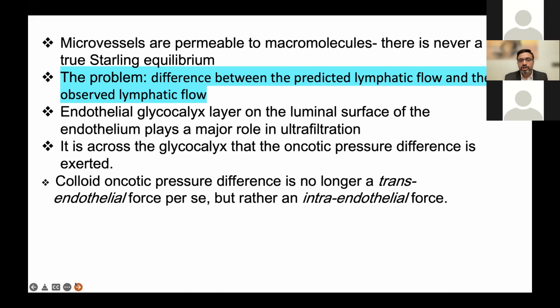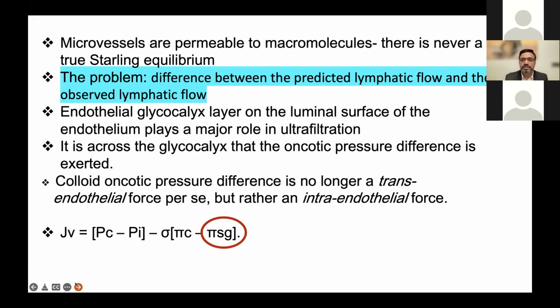So the colloid oncotic pressure differential is no longer a transendothelial force, rather it's an intraendothelial force. So if you rearrange the entire equation, instead of pi C minus pi I, which is interstitium, it becomes pi C minus pi subglycocalyx.